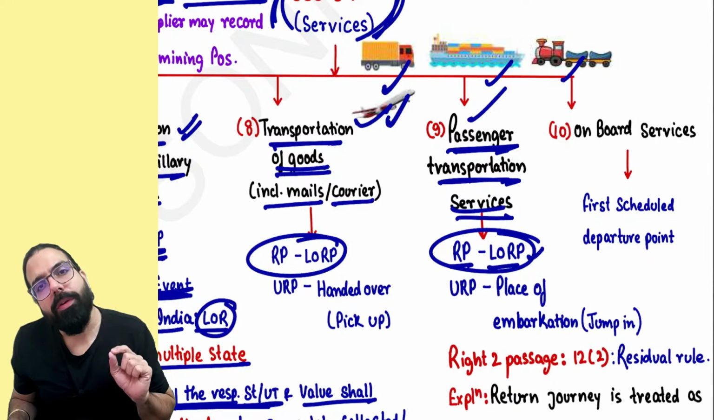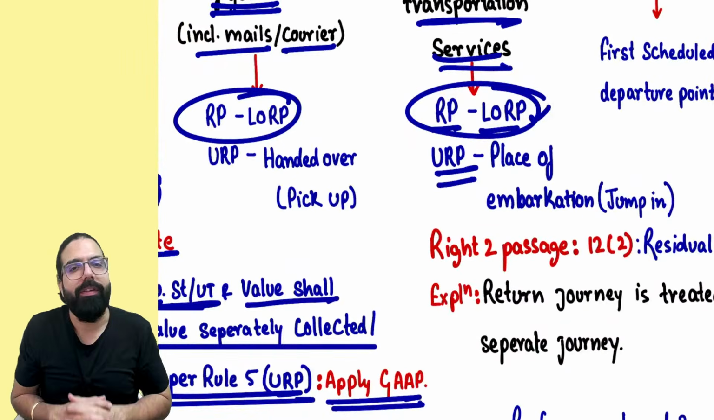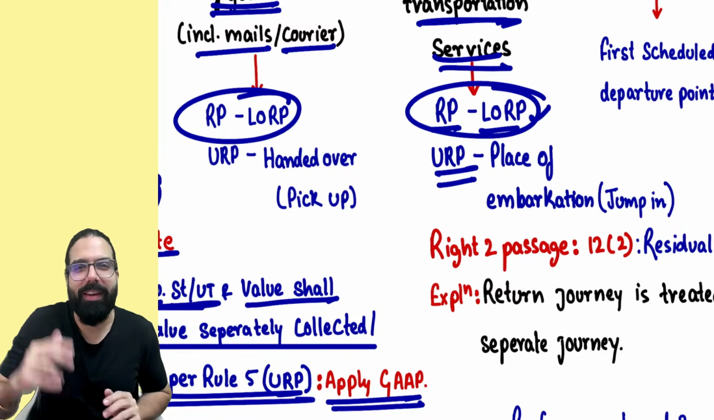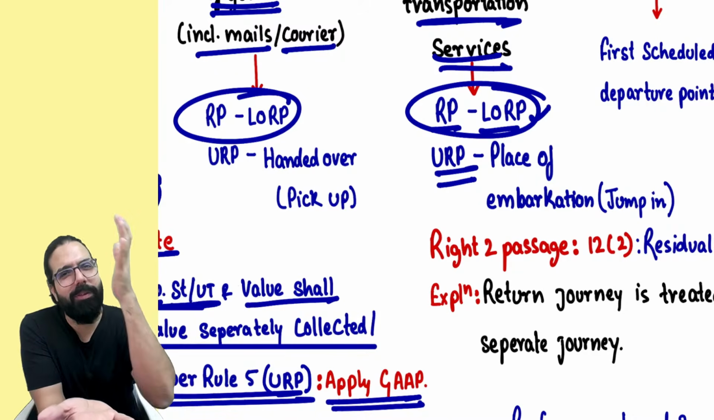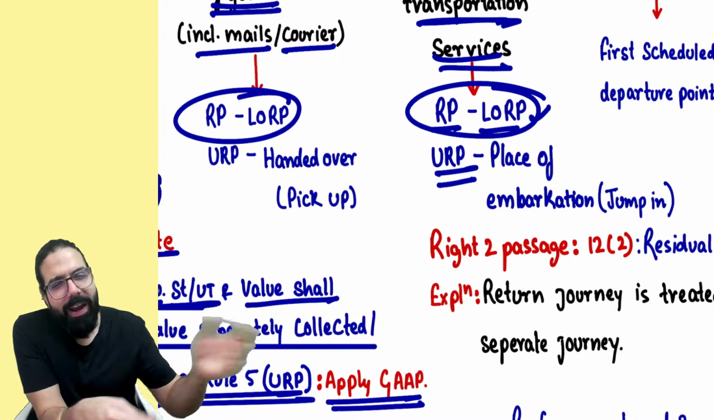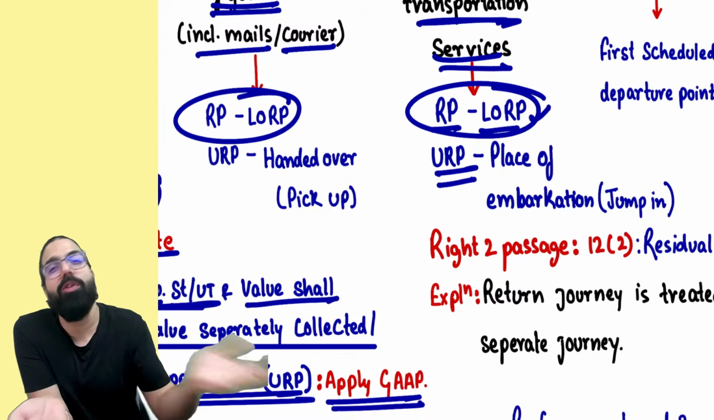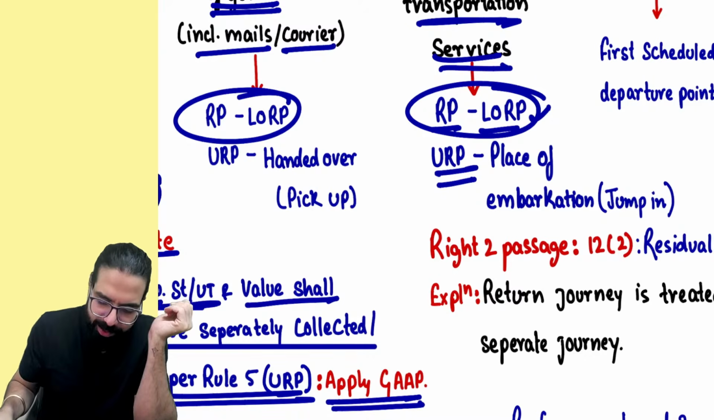But if it is an unregistered person, no. Goods go to where I hand over, correct? Passengers are not handed over. Passengers jump inside the flight. So if the flight is going from Karnataka to Maharashtra, place of supply is Karnataka. If the flight is coming from Maharashtra back to Karnataka, place of supply is Maharashtra, where you jumped inside the flight. I hope this point is clear to all of you. Yes, sir, this point is clear.